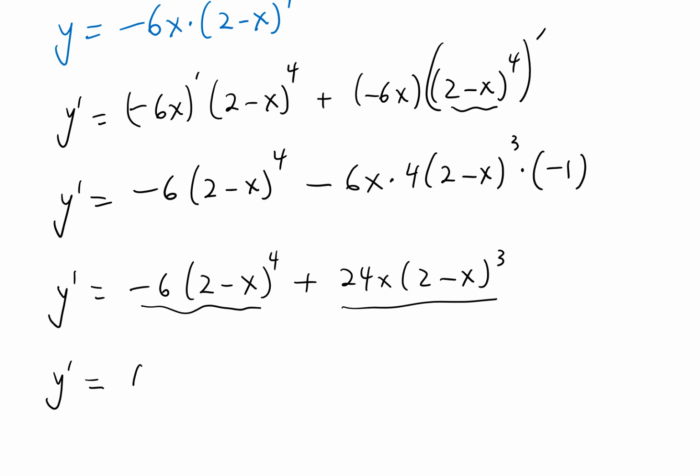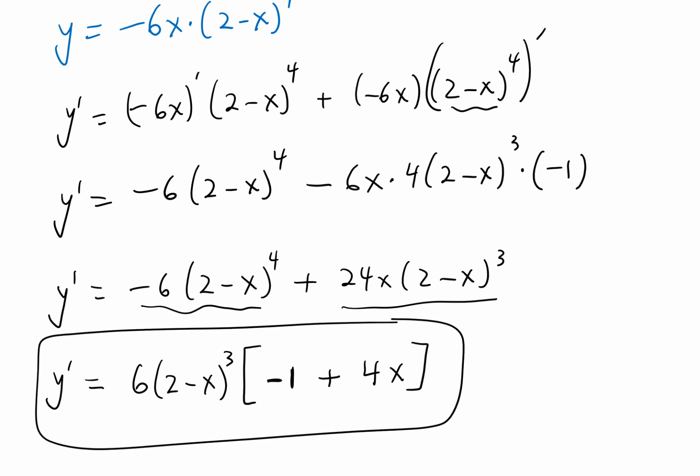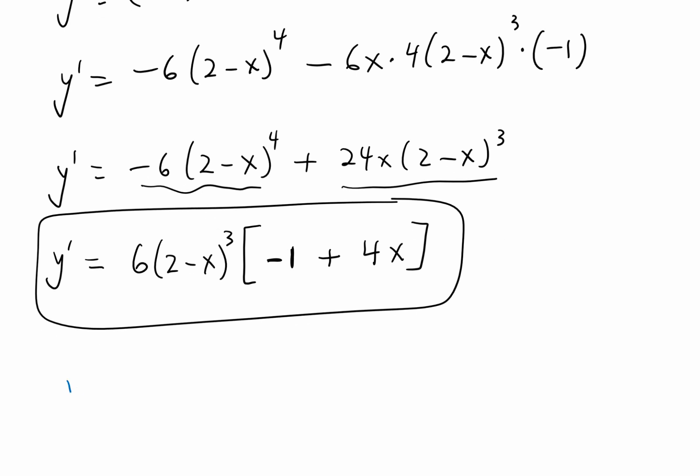Among these, 6 is a common factor. We can take (2 minus x) cubed as a common factor as well. What is left here is simply negative 1 plus 4x. And that's all we can get. So what we actually did here, we used the product rule and the chain rule at the same time within one problem. How about if we look at something slightly different?